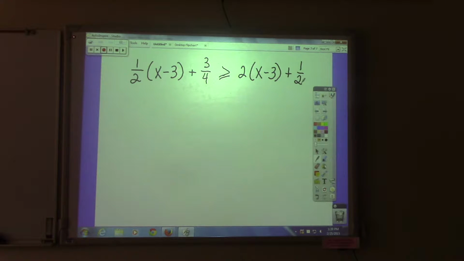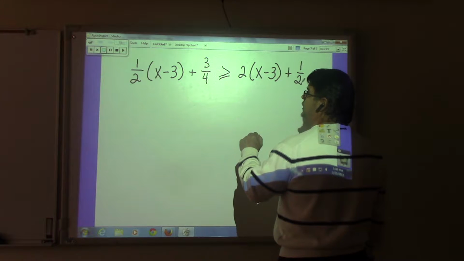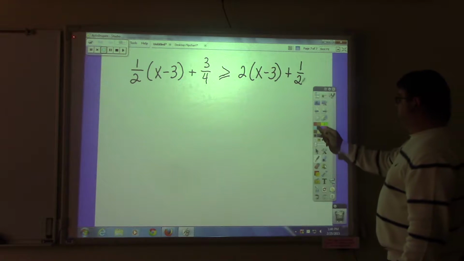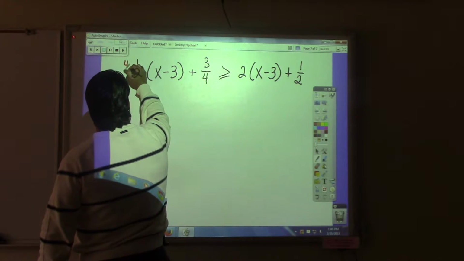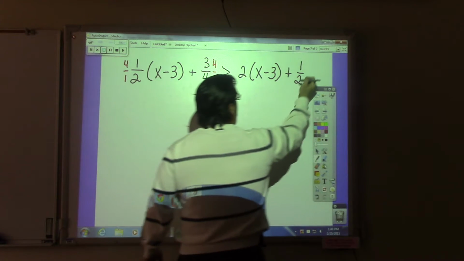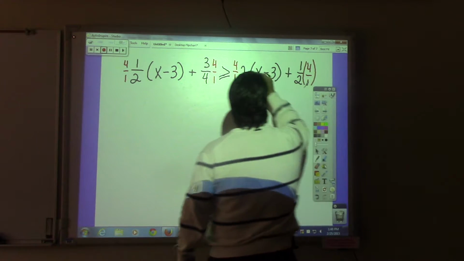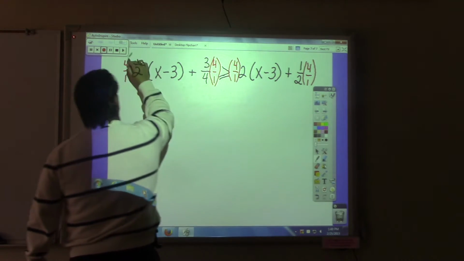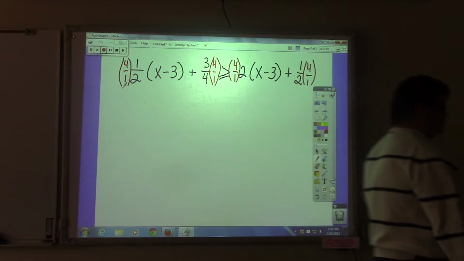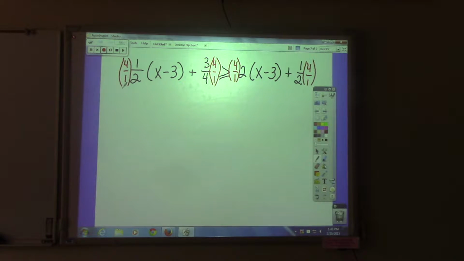What's the first thing you're going to do? Clear the fractions. Since there's 2 halves, the common denominator is 4. So you're going to multiply by 4 over 1. Just put a 4 over 1 here, a 4 over 1 here, 4 over 1 here, 4 over 1 here. That should clean things up quite nicely.